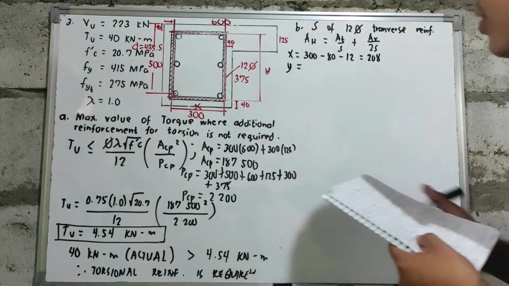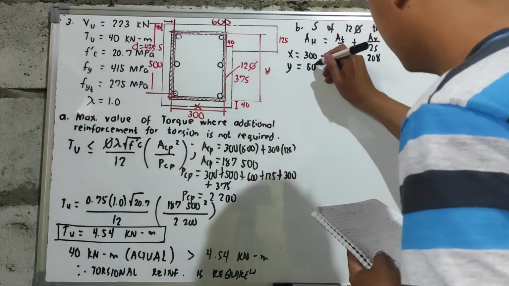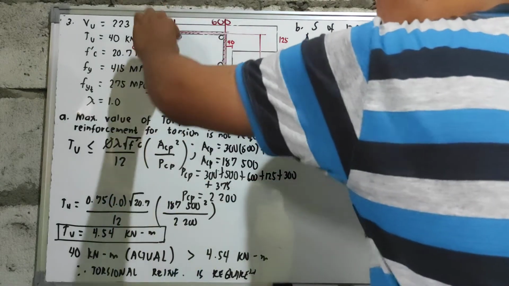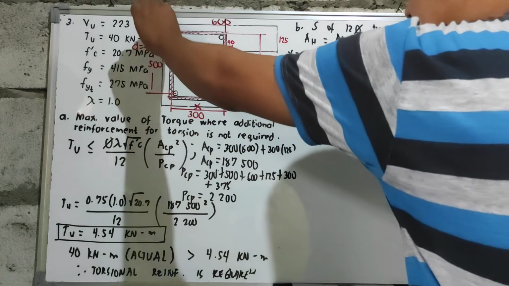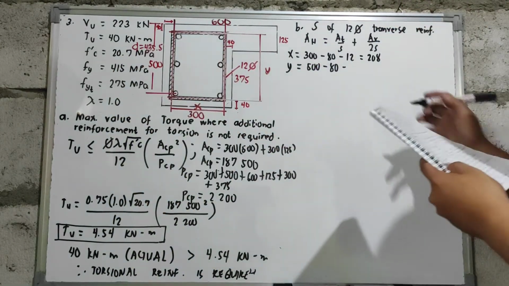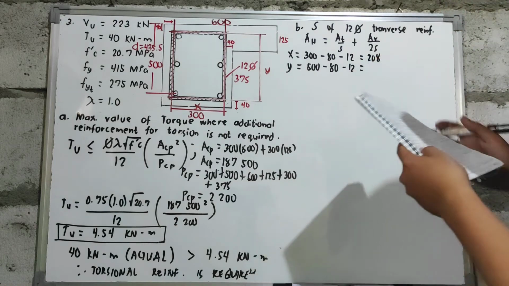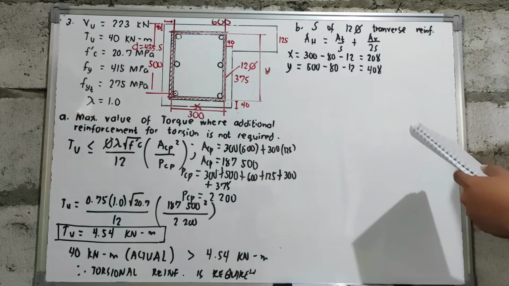How about the value of your Y? So the total height niya is 500 minus 40 sa taas minus 40 sa baba. That is 18. Minus kalahating stirrups minus kalahating stirrups. Meron tayong buong stirrups na 12. So the value of your Y is now equal to 408 mm.